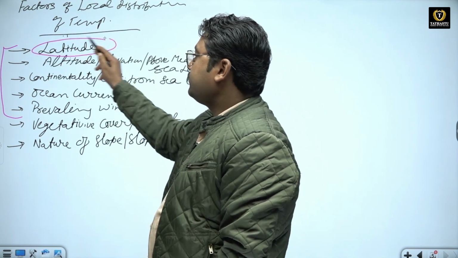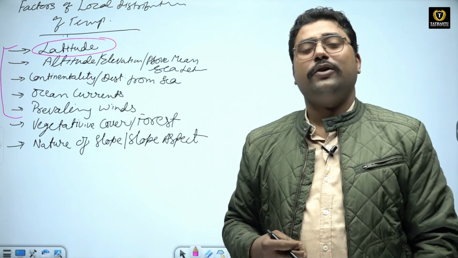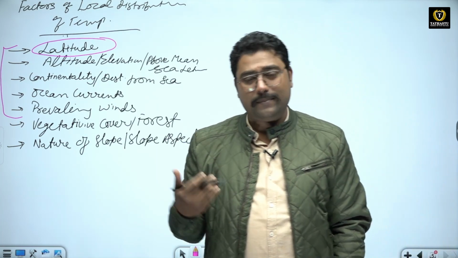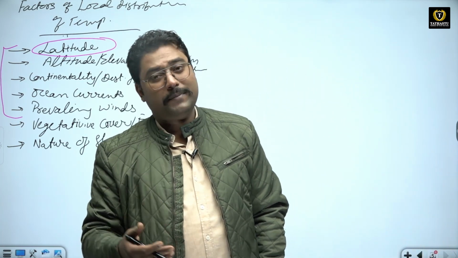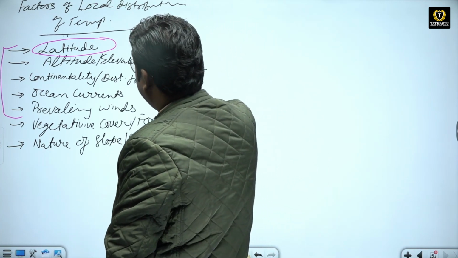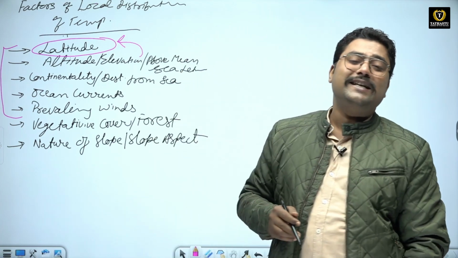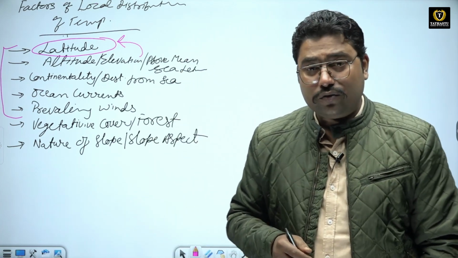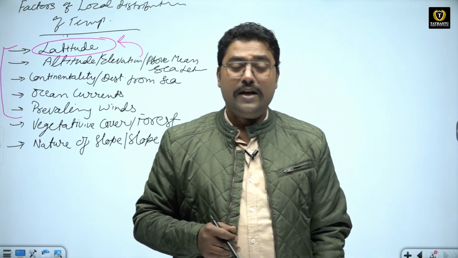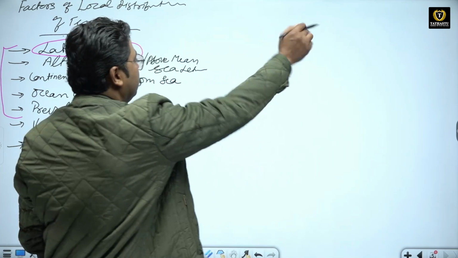Latitude. We saw right now how the latitudinal extent of any place is going to affect the temperature of any place. Now the altitude, elevation or the height above mean sea level is going to override the effect of latitudes. Now the question comes, how? Let's have a look.